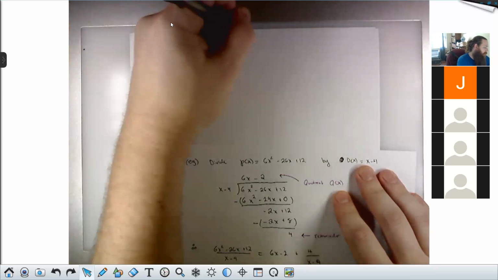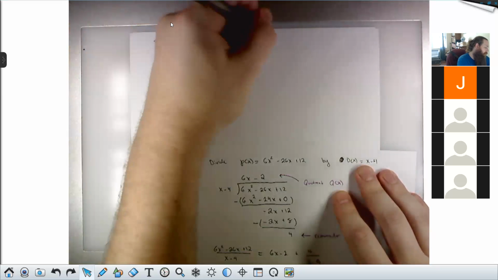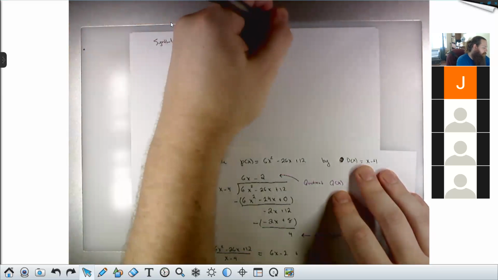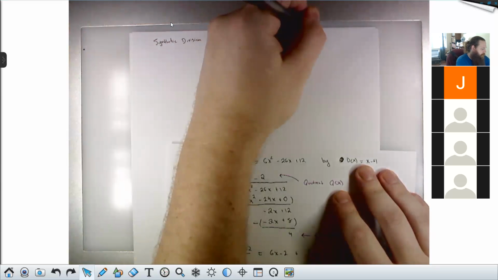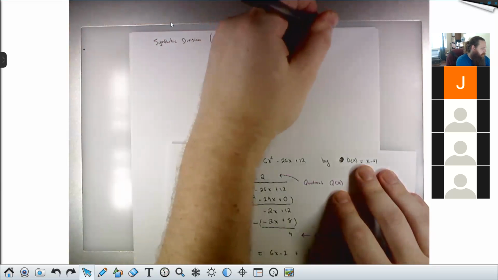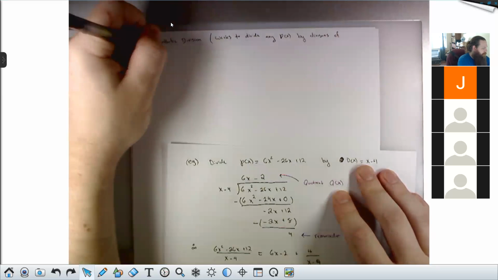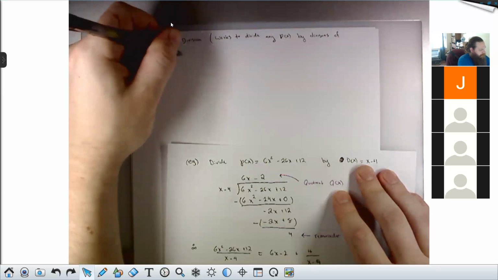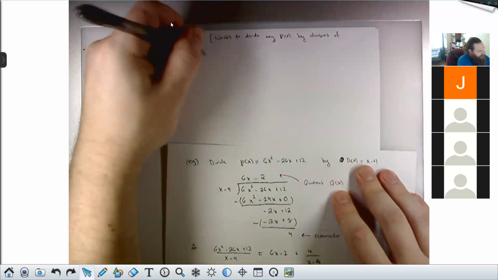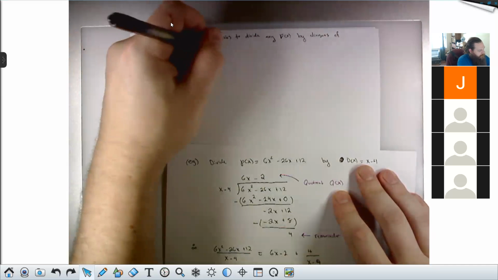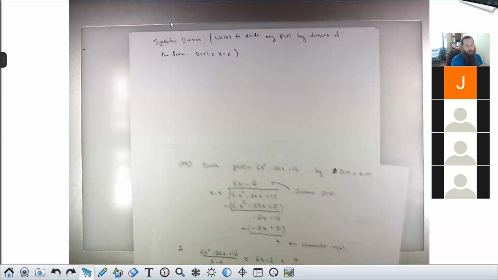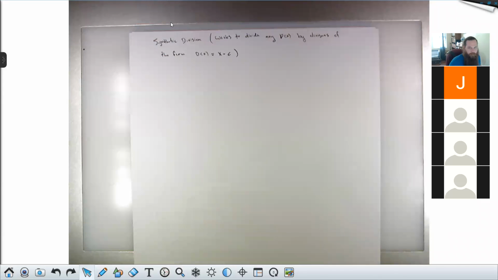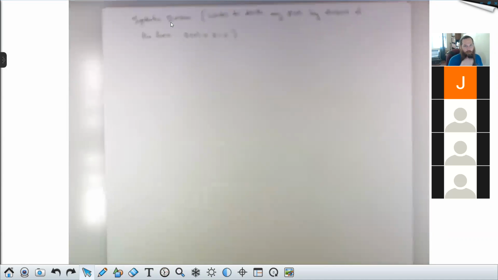This works to divide any P of x by divisors of the form: your divisor d of x has to be of the form like x minus some constant. Obviously, x plus a constant works too. You just have to think of it as x minus the negative of that constant. But we always write it like this.